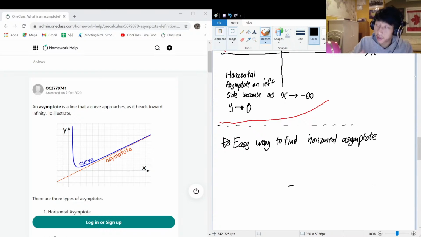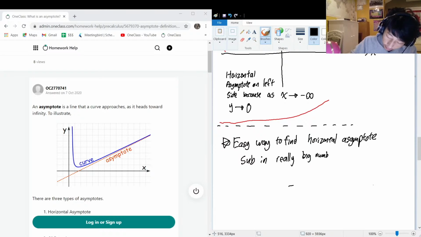This method is actually so easy, math teachers everywhere might hate me for letting you in on this secret. Just sub in really big numbers, like try negative 1,000 and then negative 5,000.